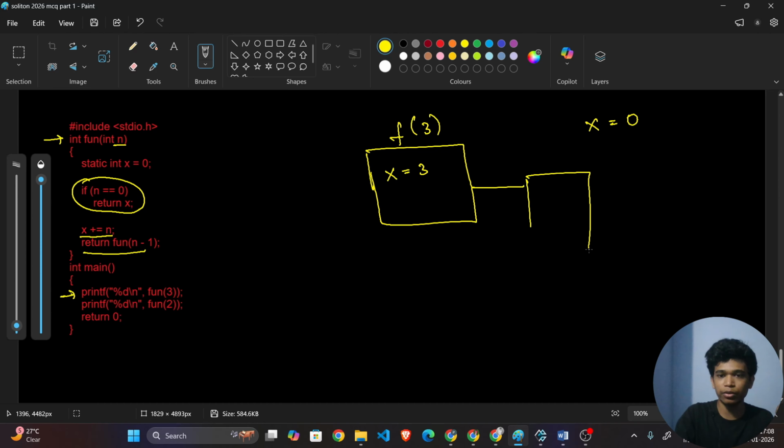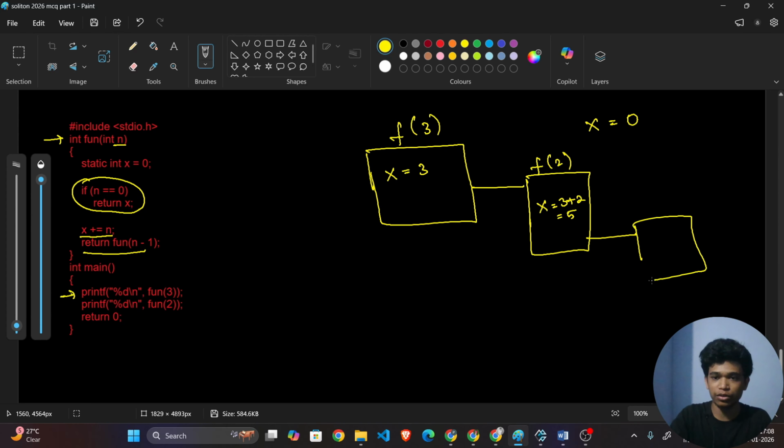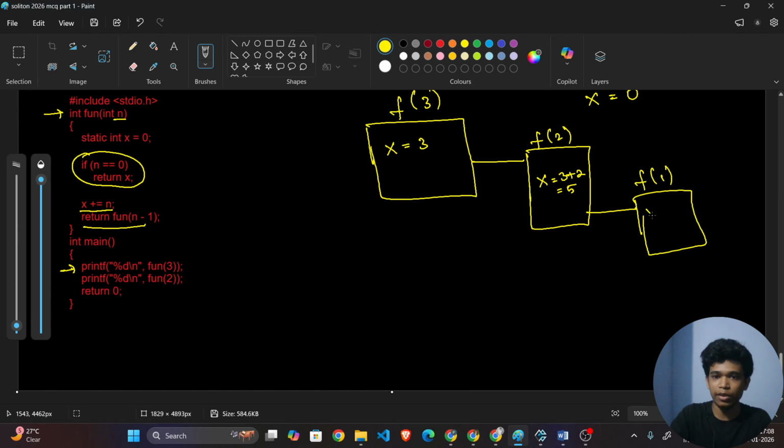So this will be going to another recursion stack. This is for f of 2. Again, listen to this carefully. For x, it is going to be x is equal to x plus n. So now what is x? It is 3 plus what is n? It is 2, which is equal to 5. Again return function of n minus 1, which means function of 1. Here x is equal to 5 plus 1, which is equal to 6. Again it will be calling f of 0.